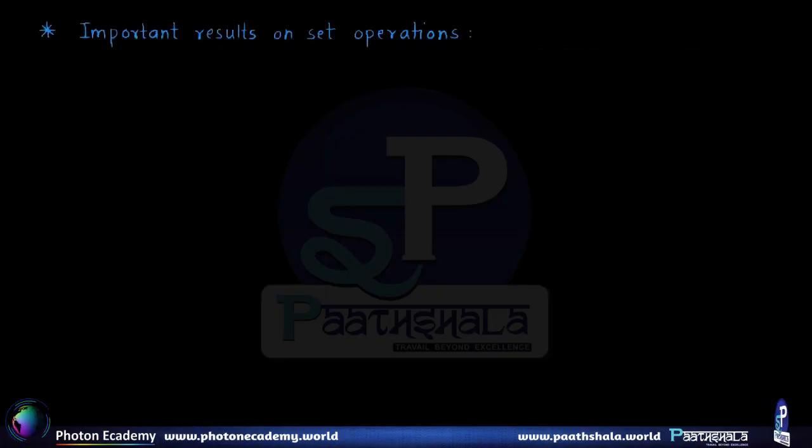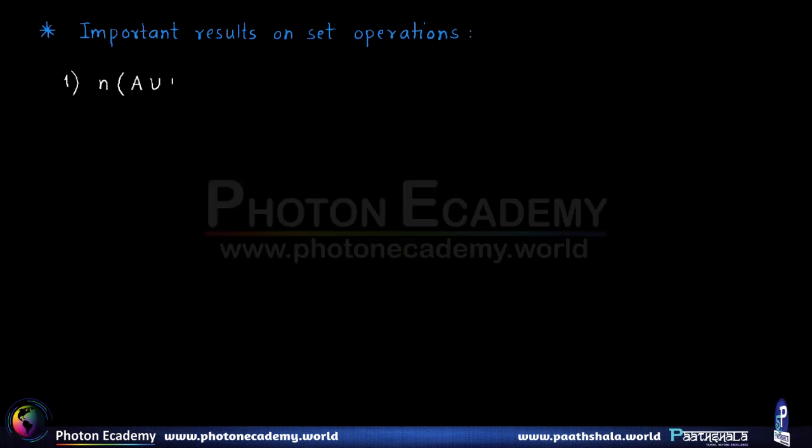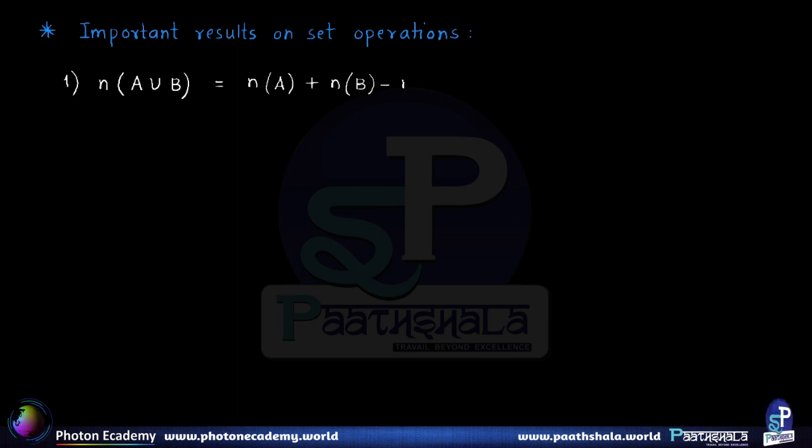Now here we see some of the very important results on set operations. The first result is related with the number of elements in A union B. Here n indicates the number of elements in A union B. This is given by n of A plus n of B minus n of A intersection B.